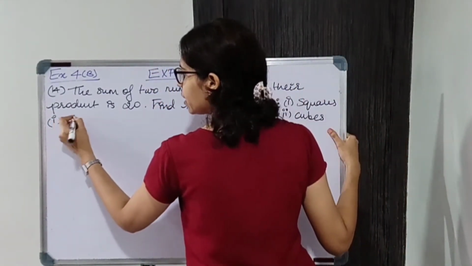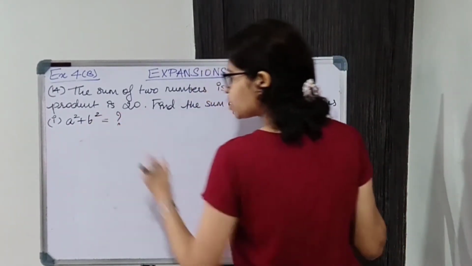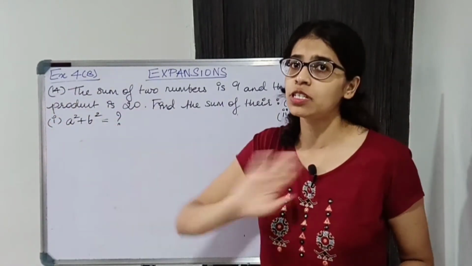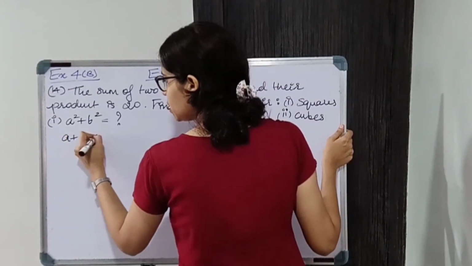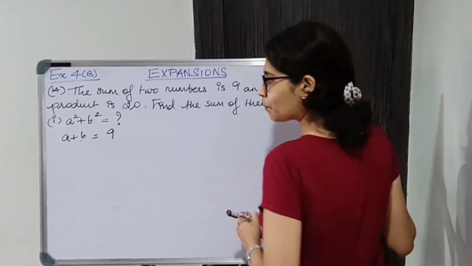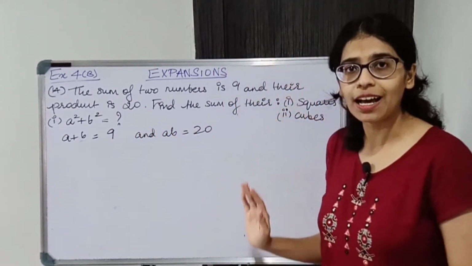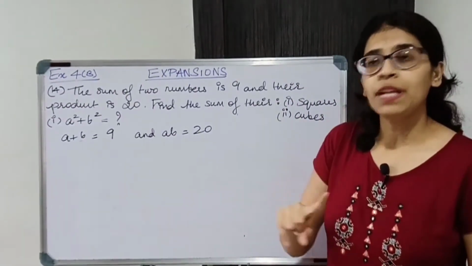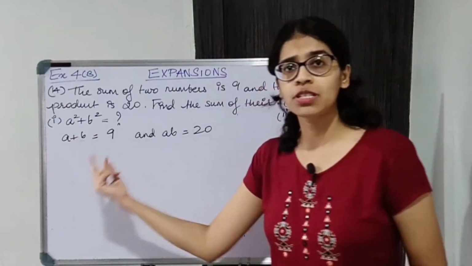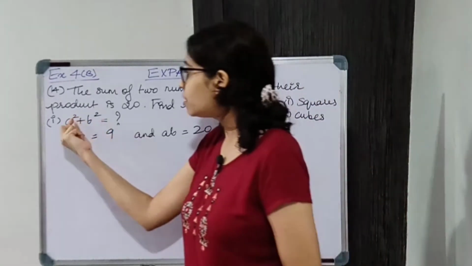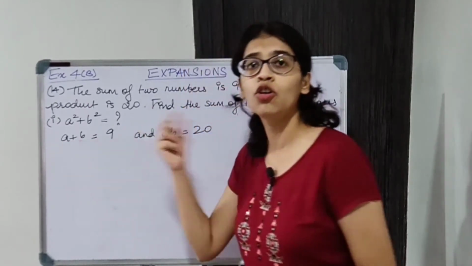Now we have to find a square plus b square. Sum of the squares we have to find in the first part. Do we have an identity for this? No. But what information do we have? We know a plus b is equal to 9, and ab is equal to 20. This is what we have. So what will we do? We will apply an identity to this. How? By squaring it on both the sides. Why will I square? Because over here I need to find the square. So I will square this whole thing on both the sides.